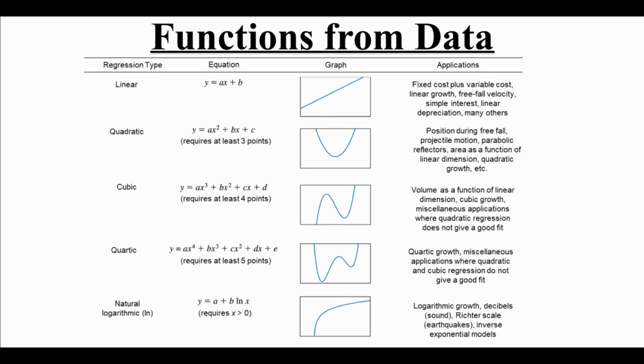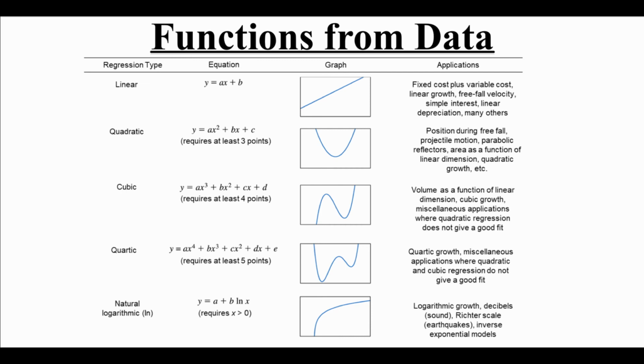For quadratic regression, we can see that the picture would give us some sort of a parabola shape. So we can think about something like motion during free fall, projectile motion, parabolic reflectors, quadratic growth, things of that sort. We've also got cubic regression, so volume as a function of a linear dimension, cubic growth, and maybe some applications where quadratic regression doesn't work very well.